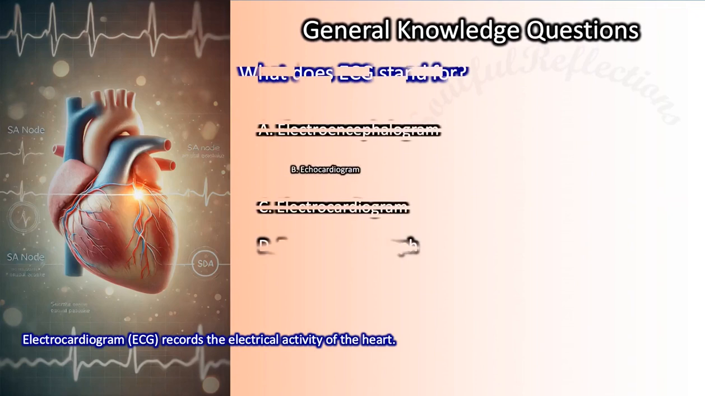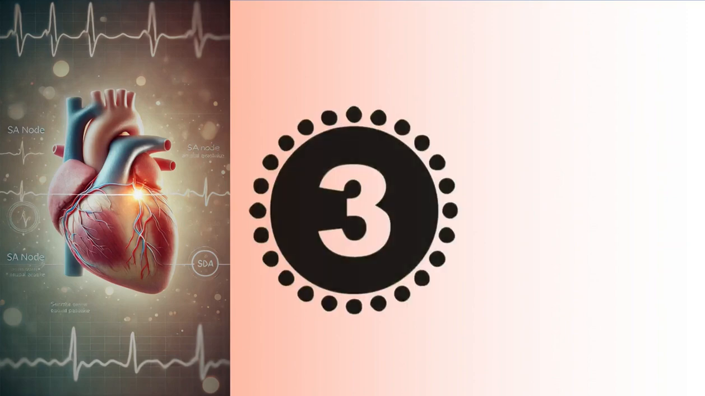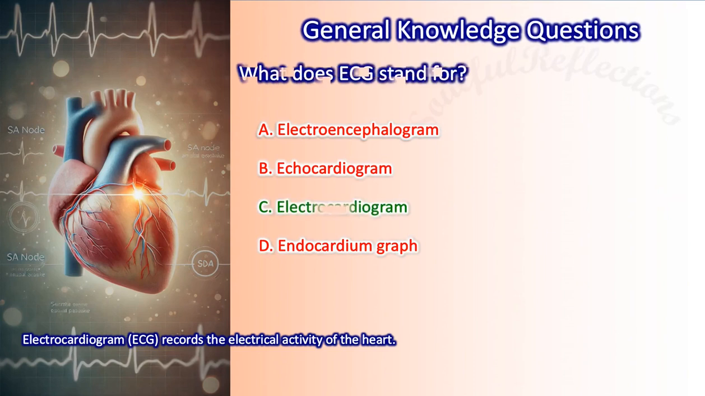What does ECG stand for? Option 1, electroencephalogram. Option 2, echocardiogram. Option 3, electrocardiogram. Option 4, endocardium graph. The answer is Option 3, electrocardiogram.